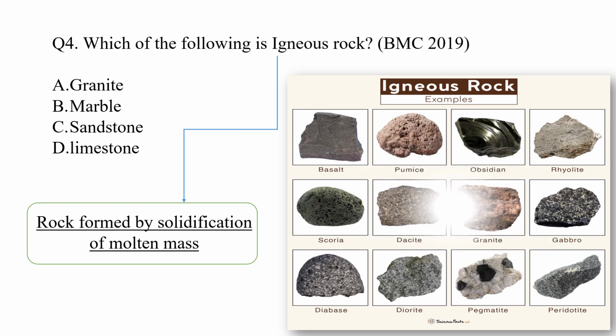Okay, so here they ask the example related to igneous rock. So these are some examples related to igneous rock. In that, first is basalt, then pumice, then obsidian, then rhyolite, then scoria, then dacite, then granite, gabbro, and diabase, diorite, pegmatite, and peridotite. Okay, so these are a few examples related to igneous rock. In that, the option number first is correct. Granite is the igneous rock. Then option B is marble, which is metamorphic rock, and sandstone and limestone are sedimentary rock.